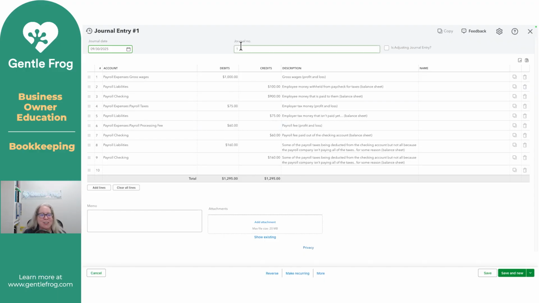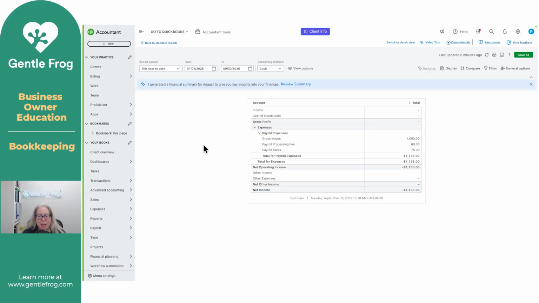All right, so let me change pages. The first page I have is the profit and loss. In my make-believe company, this is the only example I've made this year, so this will be really simple. The gross wages, that was that first line on our journal entry. The payroll processing fee and the payroll taxes. As a reminder, these payroll taxes are the employer taxes, not the employee taxes.